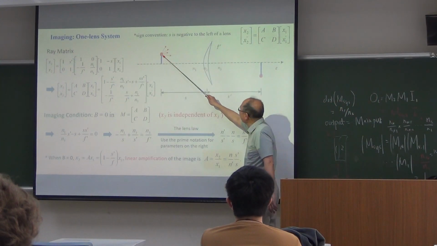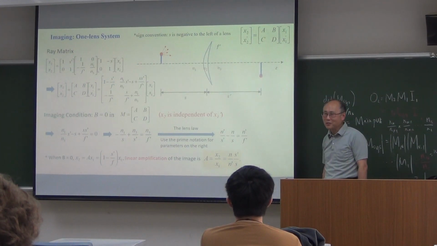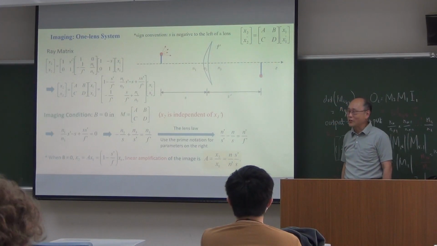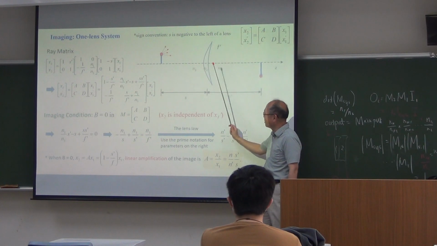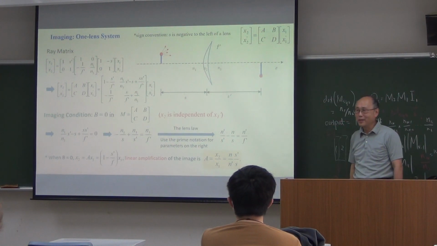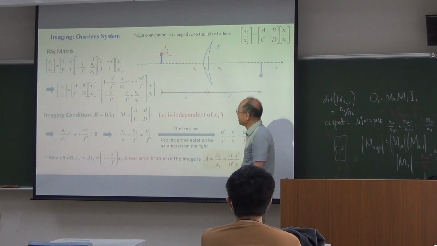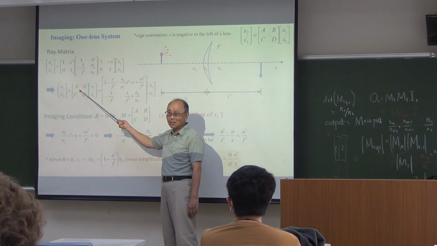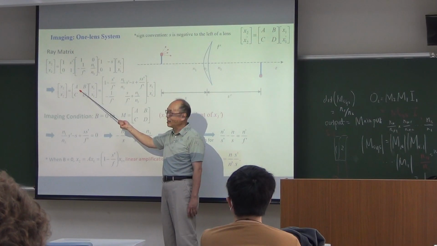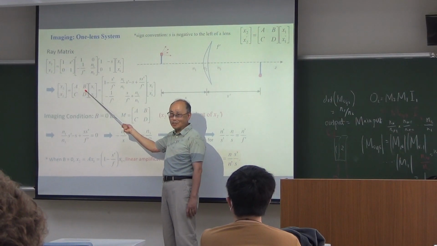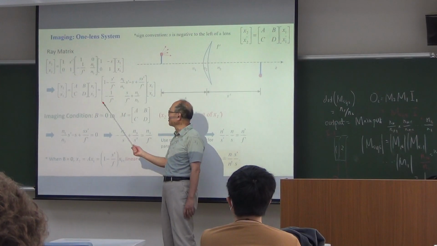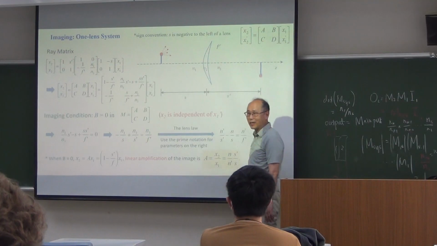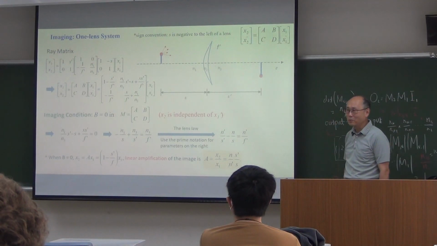You connect these two points, and then you see that the magnification is just the ratio of the two distances, and you end up having it right here. So we deal with A, B, C. A is the linear magnification of the image. B is the imaging condition. C is the minus inverse of the focal length. We don't know what B is yet, and we're going to see it in a moment.